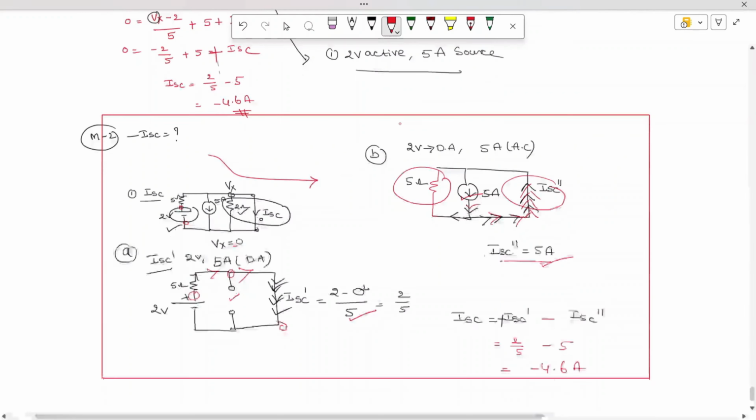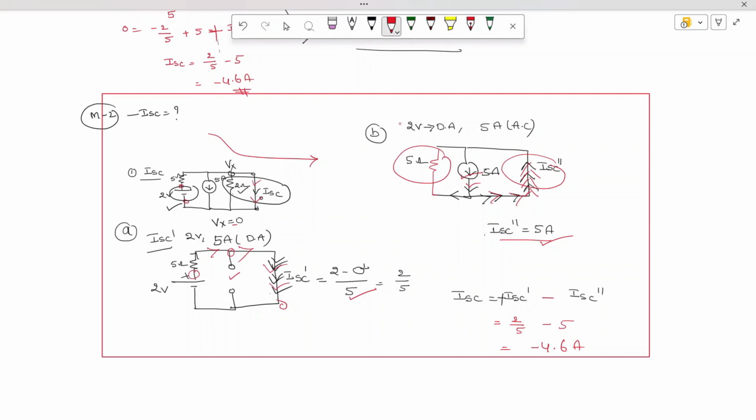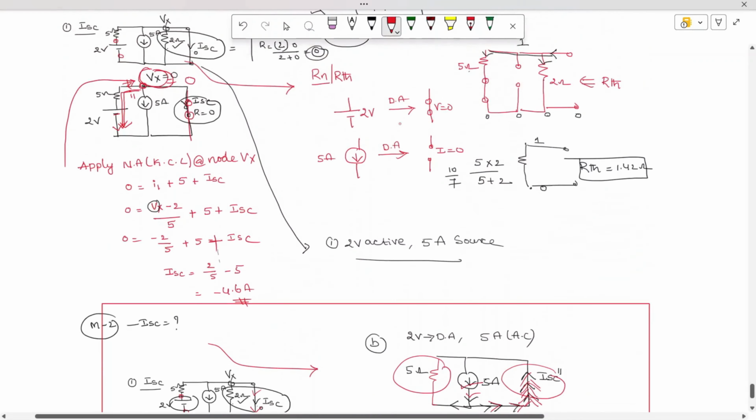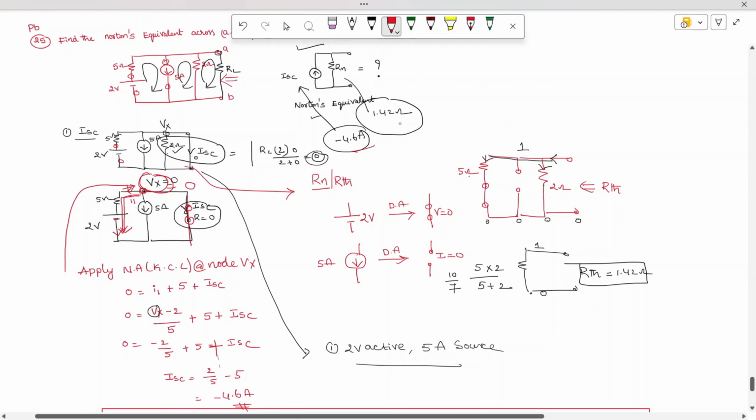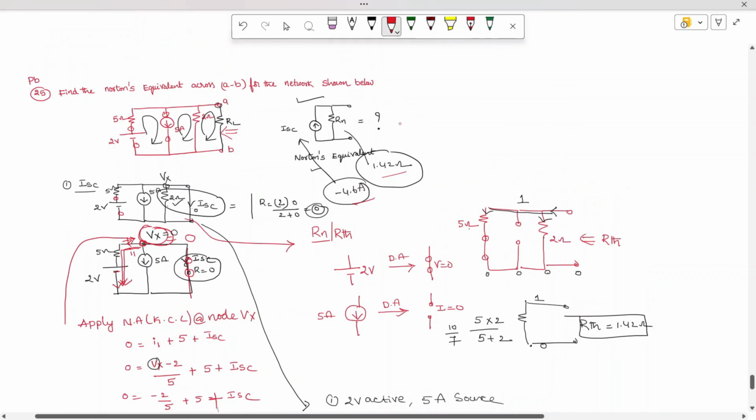So when you do this superposition, you should see the directions of flow of current. So here the current is flowing from top to bottom, which is ISC dash. Here the current is flowing from bottom to top, which is nothing but minus. So you can see by both the methods, the answer is minus 4.6 and the resistance value is 1.42. Hope you are able to understand the problem.